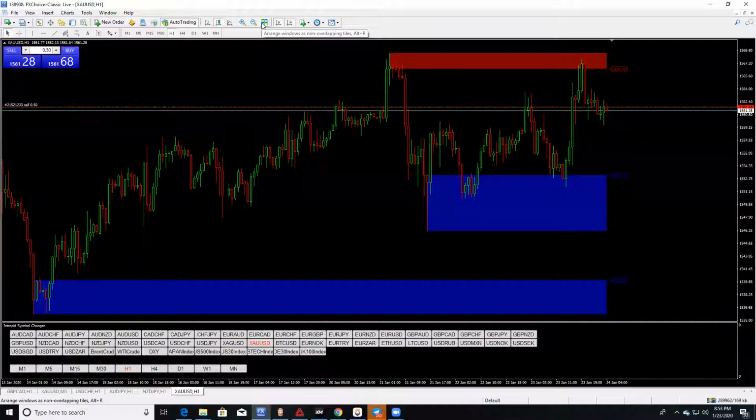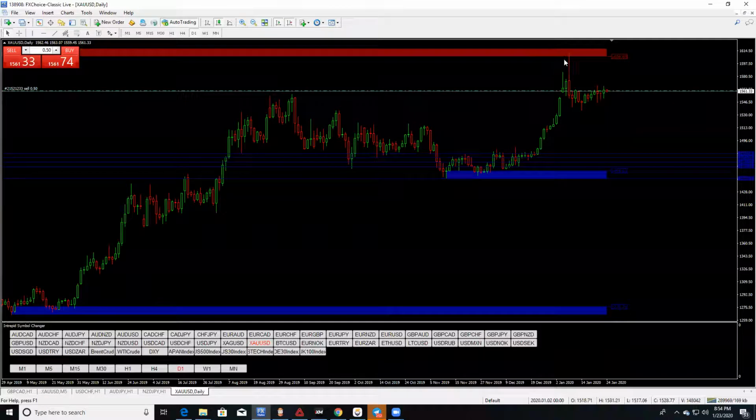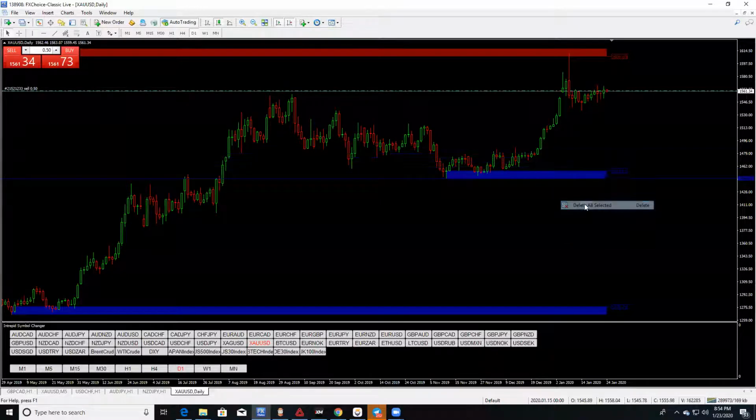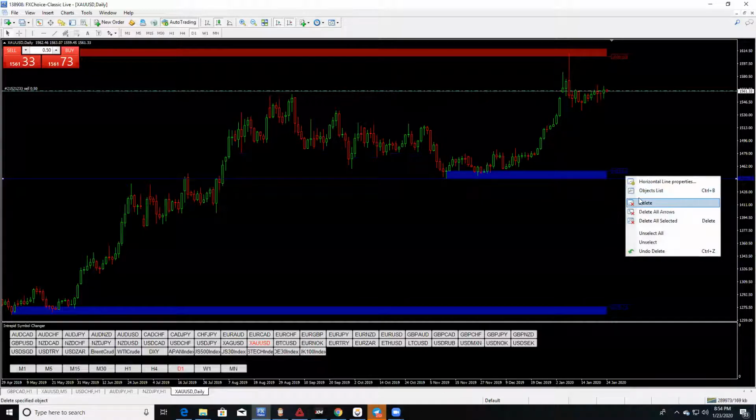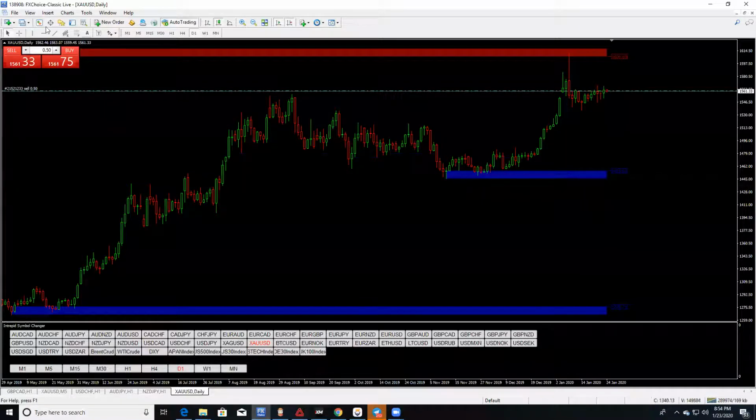I need all my students understanding. When you see this blue box, the bigger the box, the stronger the rejection. Now, here's another thing you need to understand about these supply-demand boxes. The higher the time frame, make sure you hear what I'm saying, the higher the time frame, the stronger the box.